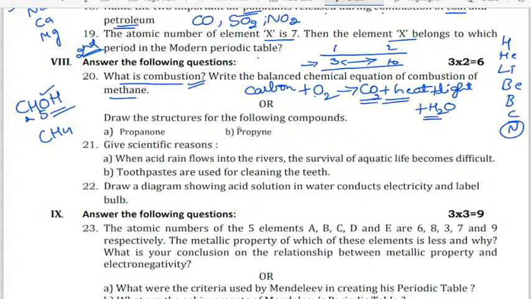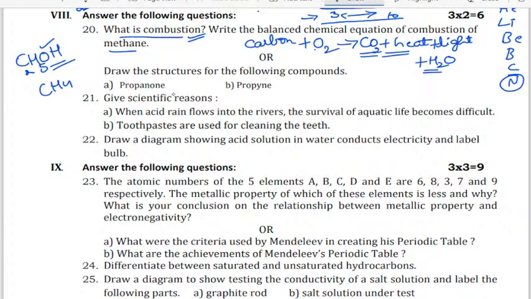The next question: draw the structures for the following compounds, propanone and propyne. Propanone, how do you write? You write 3 carbon atoms, prop, done, and one is nothing but the ketone group. We always represent ketone by writing a double bond to O, and it always exists in between. Now it's time to write the bonds for carbon. This carbon has 1, 2, 3, and 4. This has already 1, 2, 3, and it is 4. This is 1, 2, 3, 4. Now we have to write hydrogen everywhere. This is how we write the structure of propanone.